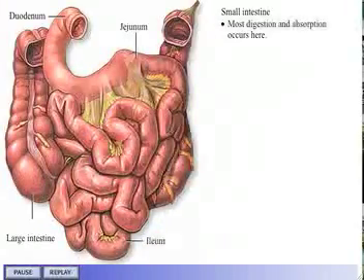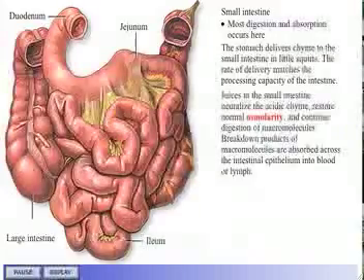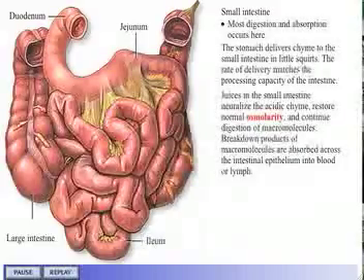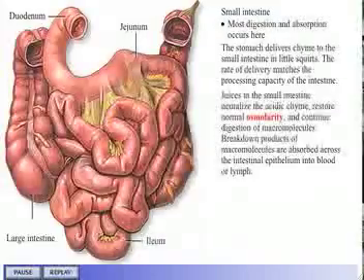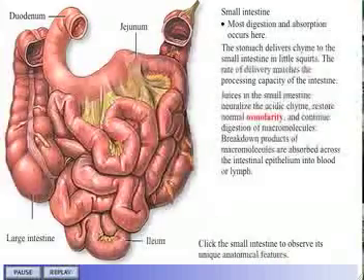Most digestion and absorption occur in the small intestine. The stomach delivers chyme to the small intestine in little squirts. The rate of delivery matches the processing capacity of the intestine. Juices in the small intestine neutralize the acidic chyme, restore normal osmolarity, and continue digestion of macromolecules. Breakdown products of macromolecules are absorbed across the intestinal epithelium into blood or lymph. Click the small intestine to observe its unique anatomical features.